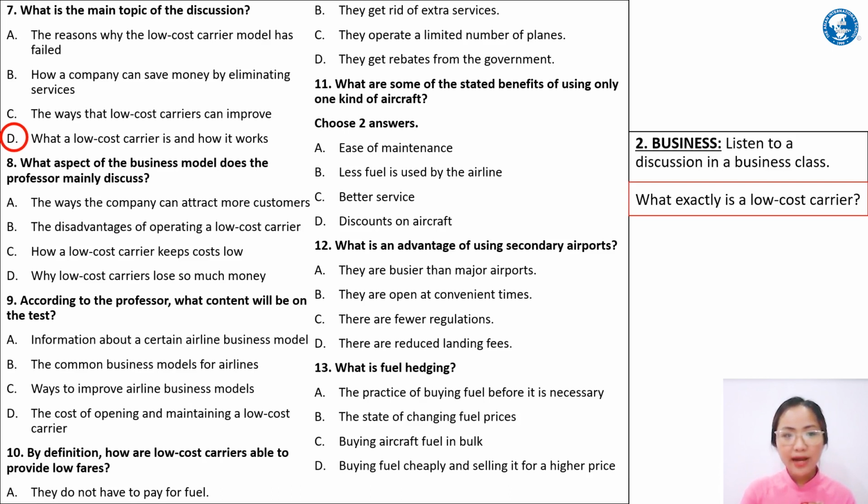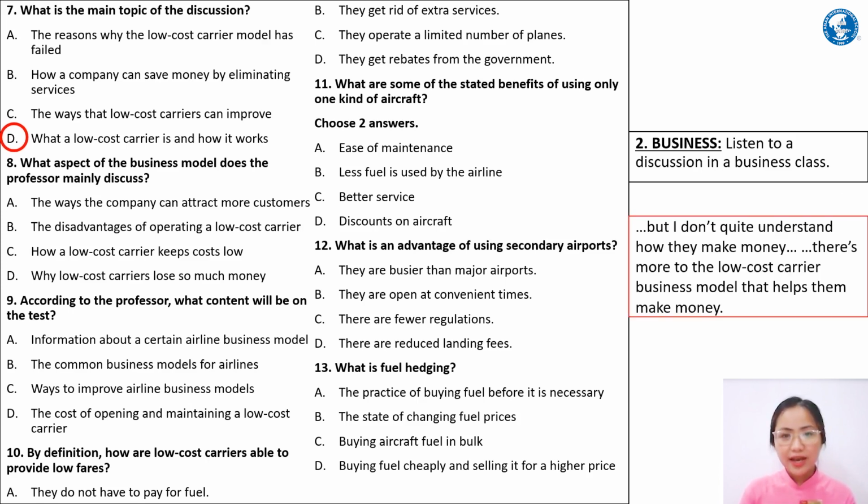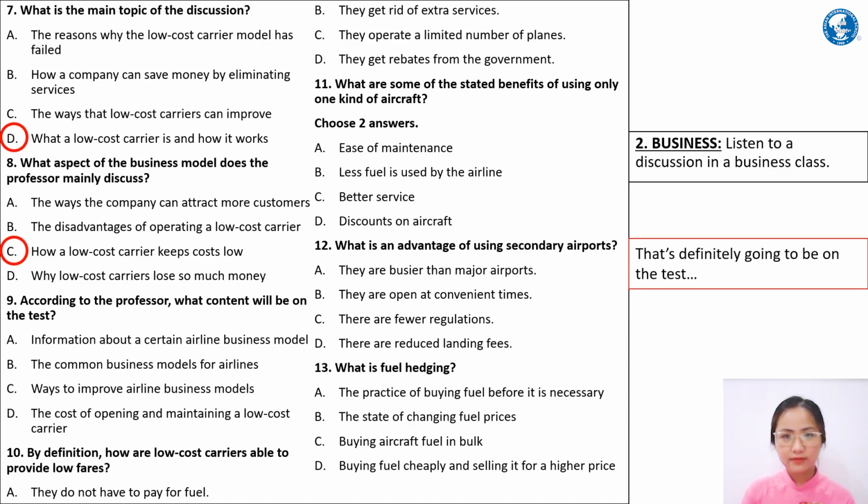Next question. What aspect of the business model does the professor mainly discuss? In the recording, it says, "But I don't quite understand how they make money. There's more to the low-cost carrier business model that helps them make money." So, the answer for this question is C. Question number 9. According to the professor, what content will be on the test? So, the content that will be on the test is information about a certain airline business model.